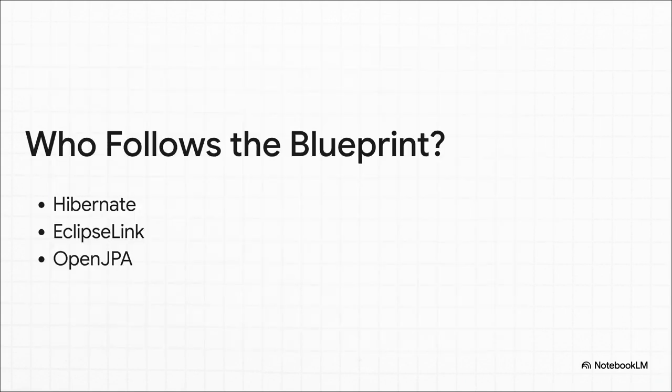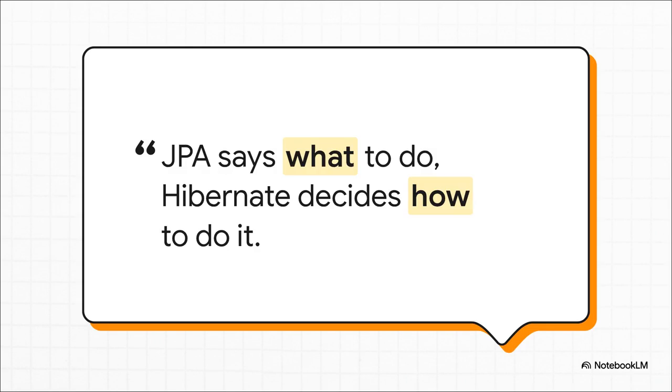So what's the result of having a standard like this? You get a whole ecosystem. Hibernate isn't the only game in town. It's just the most popular implementation of that JPA blueprint. You've got others, like EclipseLink and OpenJPA, that all follow the same rules. And that means you could, in theory, swap Hibernate for EclipseLink without having to rewrite your actual persistence code. Pretty cool, right?